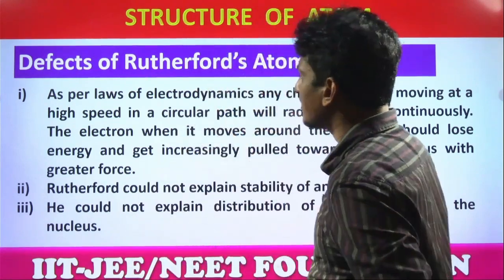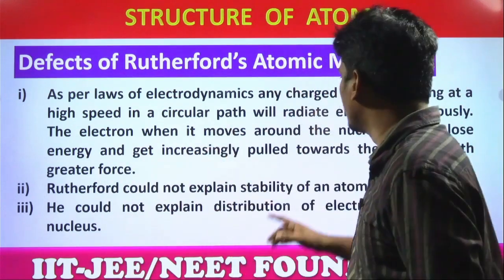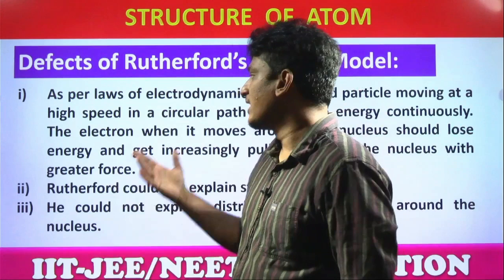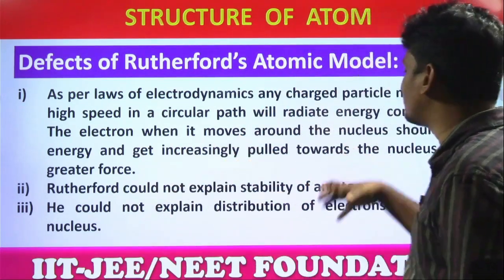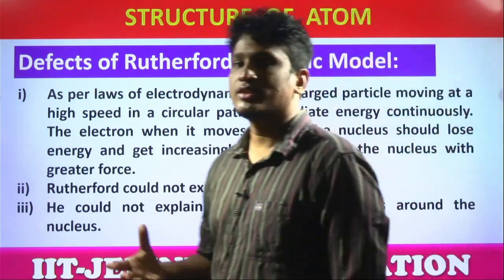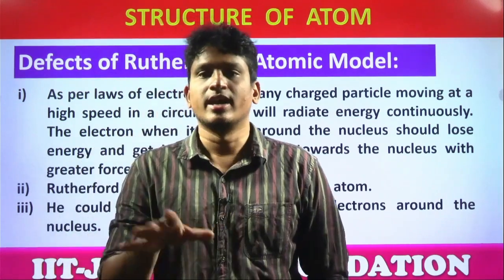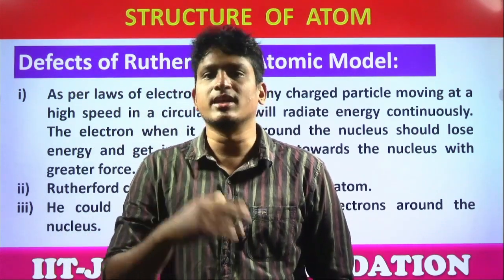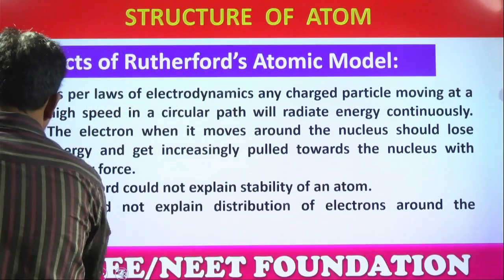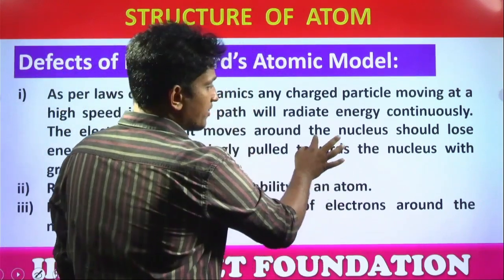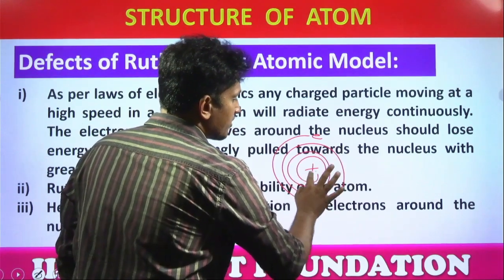Listen. As per the laws of electrodynamics, any charged particle moving at high speed in a circular path will radiate energy continuously, and the electron, when it moves around the nucleus, should lose energy and get increasingly pulled towards the nucleus with greater force. So what is the defect, students? When any charged particle is moving in a particular motion around the nucleus, it loses some energy. This is the nucleus. If this electron is losing energy, what will happen slowly? It comes closer to the nucleus and will collide into the nucleus.